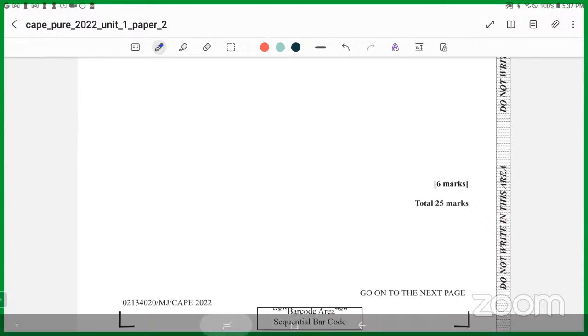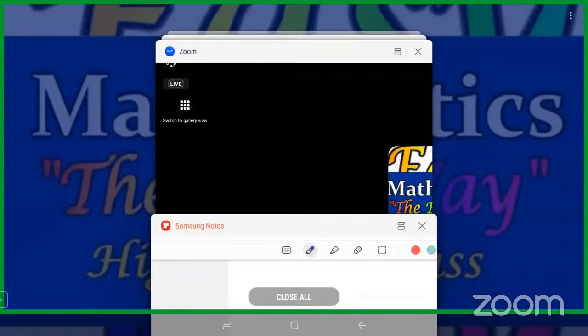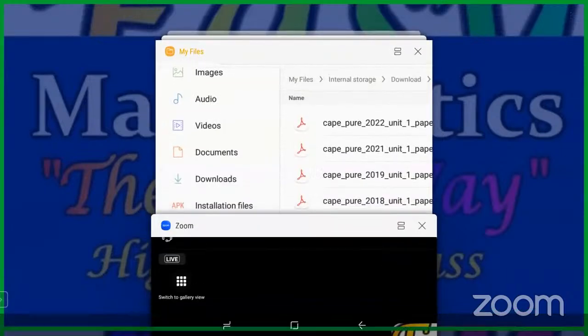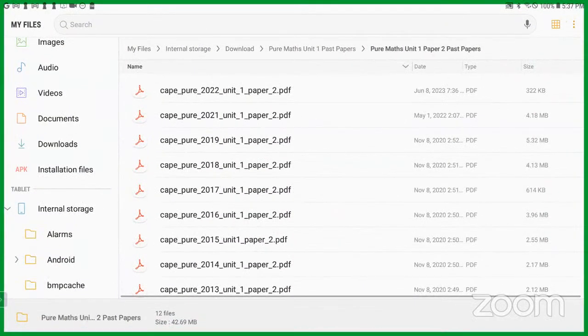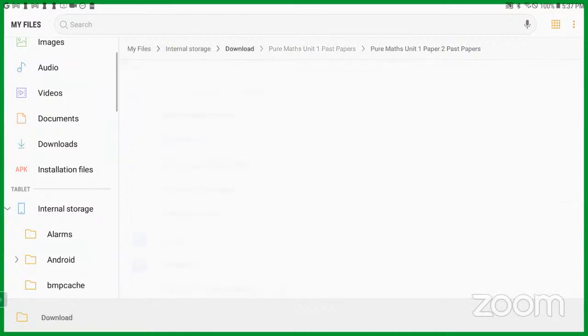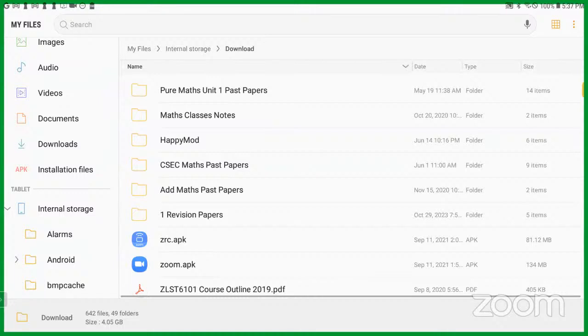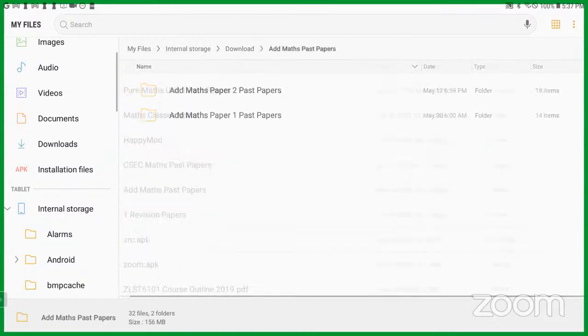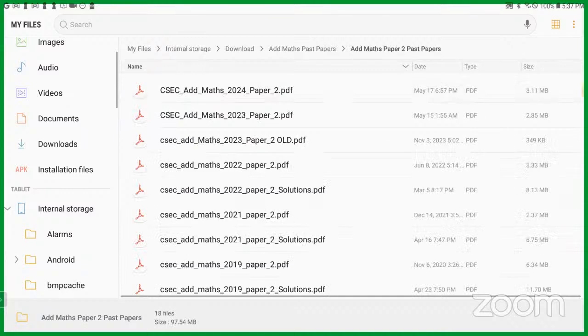All right, I want us to look at the ADMAS paper now. So that was the pure maths paper, and this will basically explain why I can have the 2 of you in the same class for these topics. So let's look at ADMAS now. Let me find the ADMAS paper 2. All right, this is 2024. Exam just gone the other day.